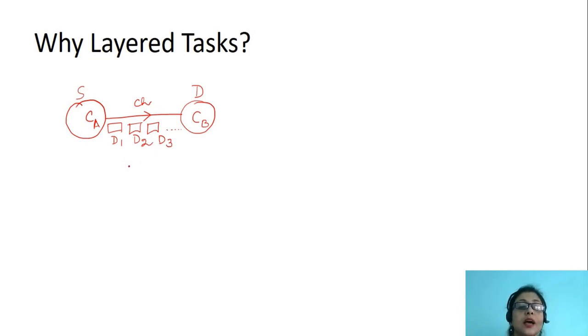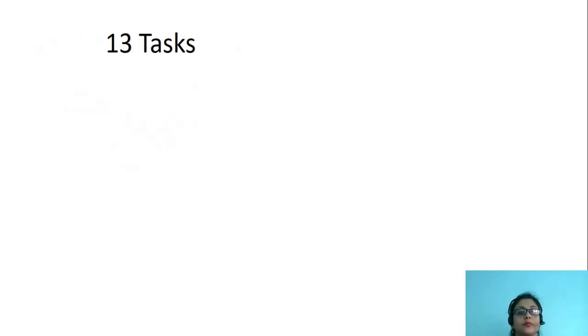So, these tasks are segregated into different layers. That is why it is called a layered task. There are 13 layered tasks. These tasks are also known as the communication tasks, which must be performed by the two computers through the nodes of the network via the transmission medium for data transfer.